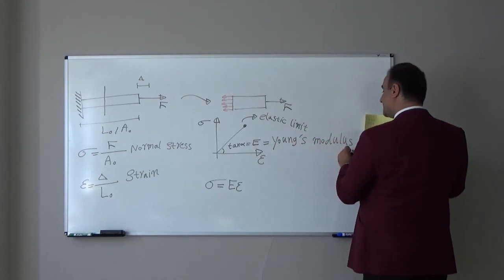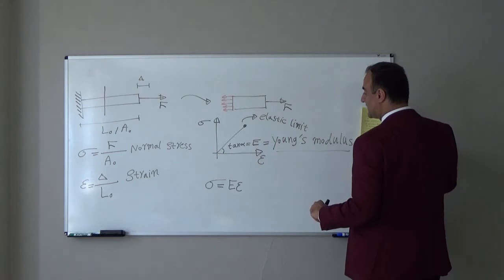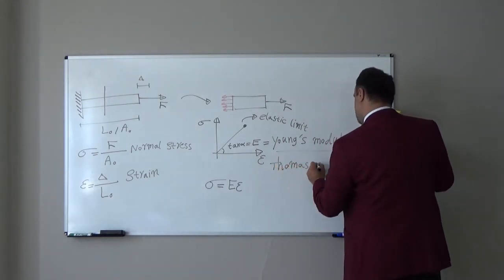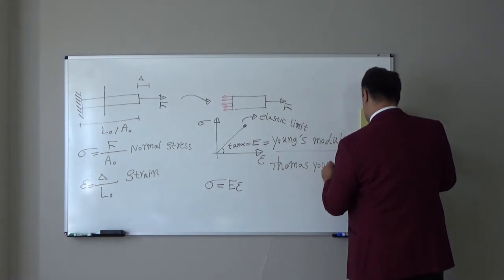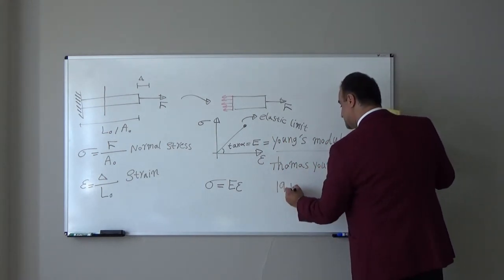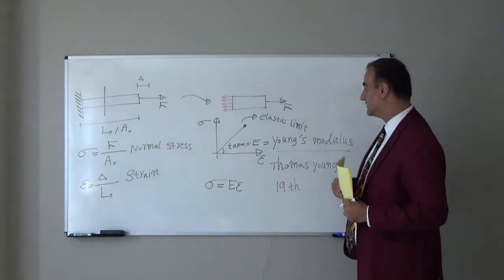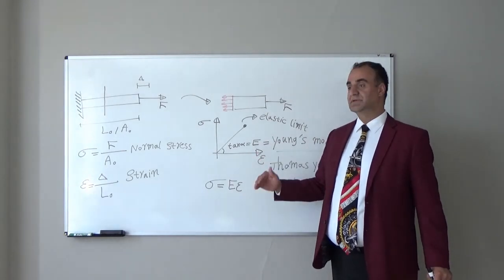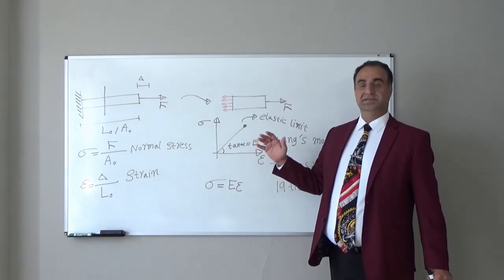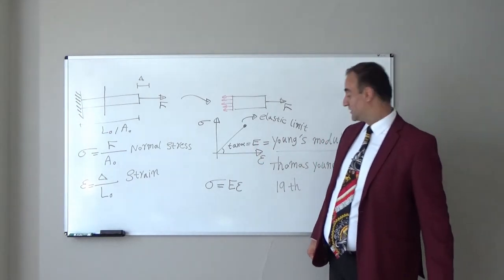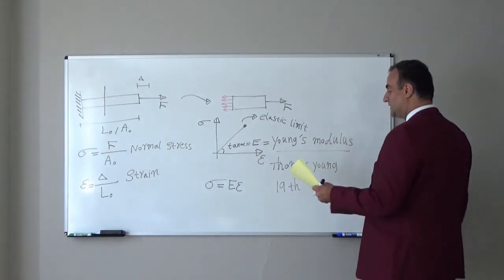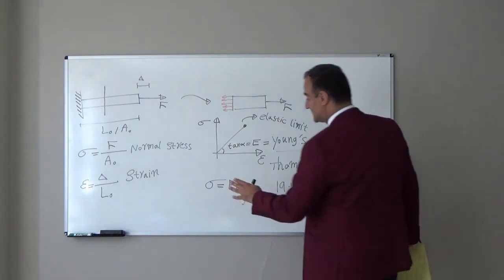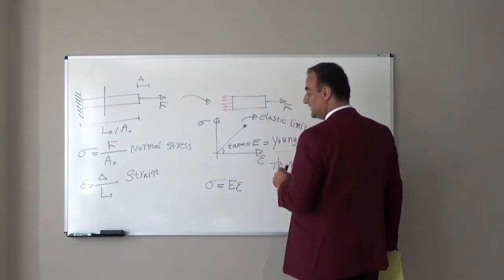or modulus of elasticity. The reason they call it Young modulus is because Thomas Young, in the 19th century, found this relationship in the material. Of course, it is not something new. Exactly, it is Hooke's law for spring, but he applied that to the material. Thomas Young was a British scientist. So, in that case, sigma is equal to E epsilon.